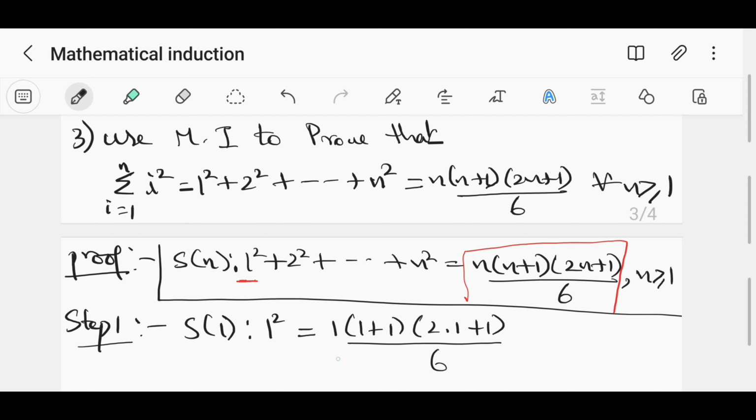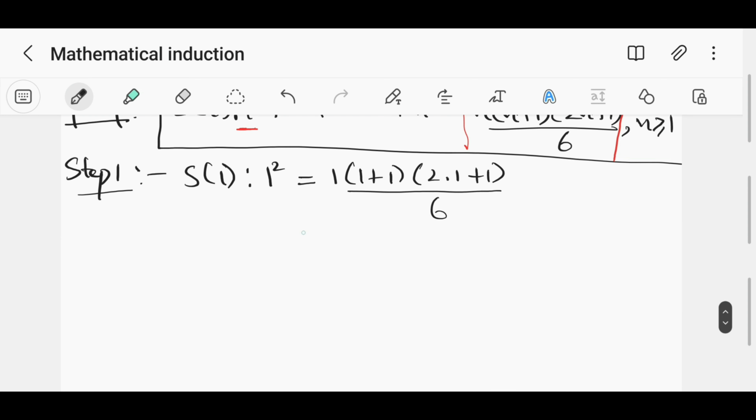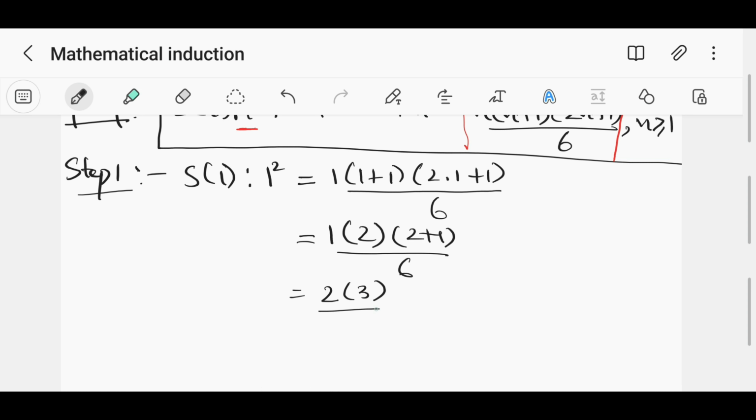So this will be equal to 1 into 1 plus 1 is 2, 2 into 1 is 2 plus 1, 2 plus 1 divided by 6. So that will be equal to 1 into 2 is 2, 2 plus 1 is 3 divided by 6. So you get 6 by 6. So if you cancel, you're going to get 1 here. What is 1 square? 1.